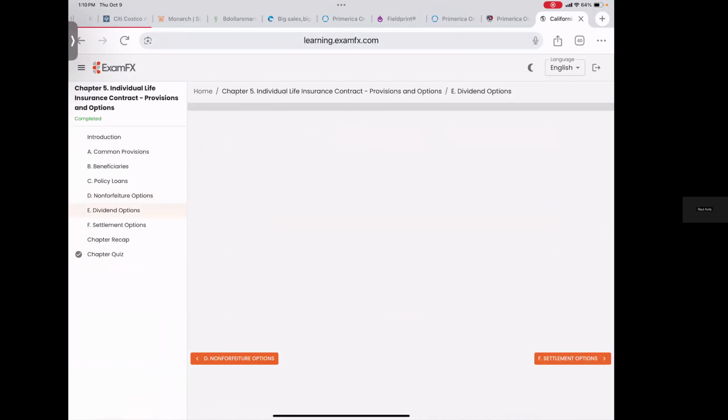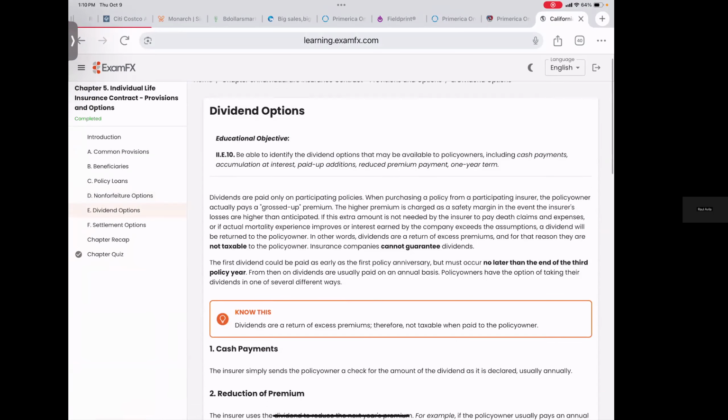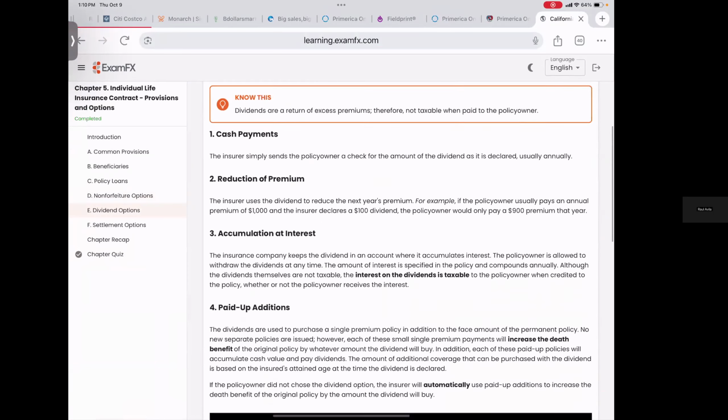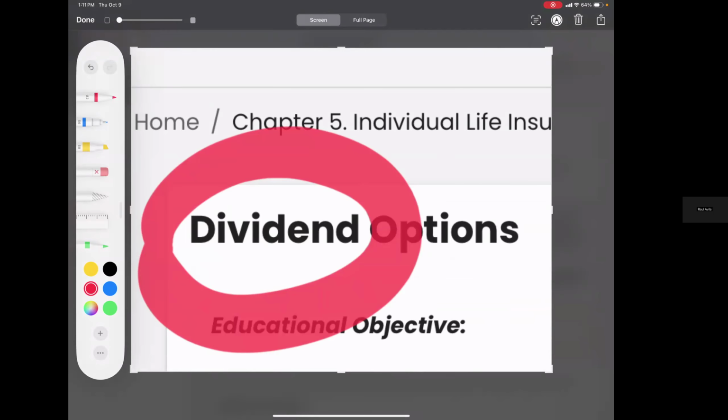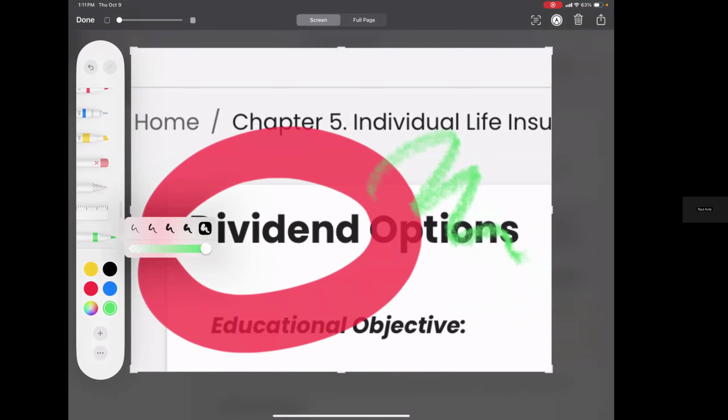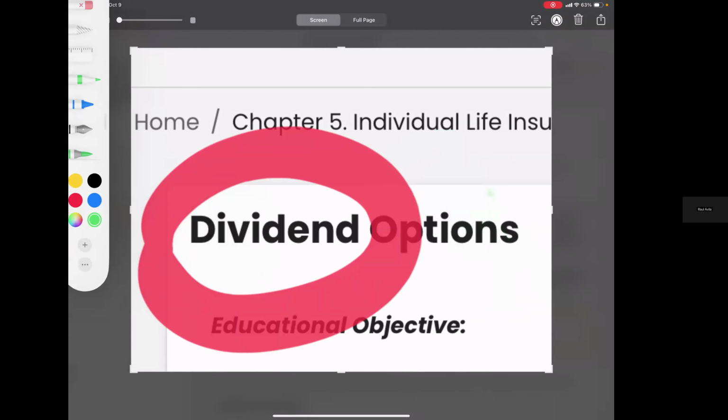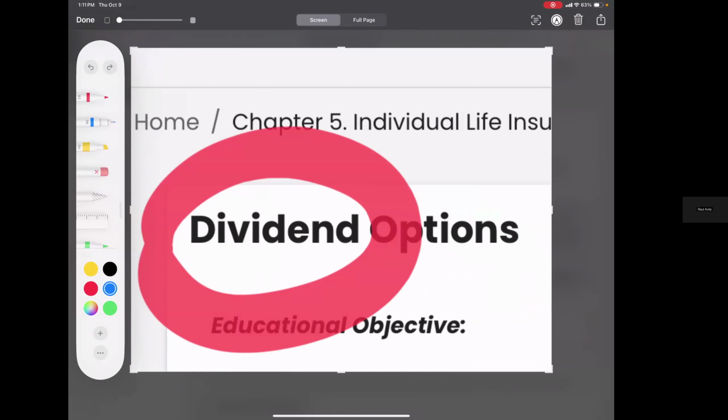So it doesn't matter how they throw it at you, you're going to get it right. So this is dividend options. What policies pay dividends? By the way, are dividends guaranteed? No. Good job. What kind of policies pay dividends? It's a word. Say, like, mutual. There you go. You're close.